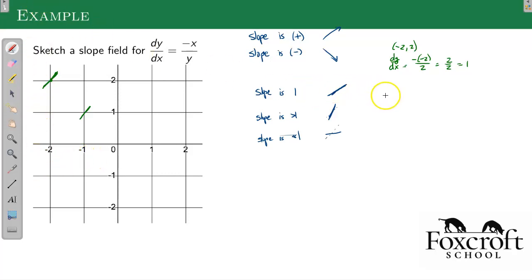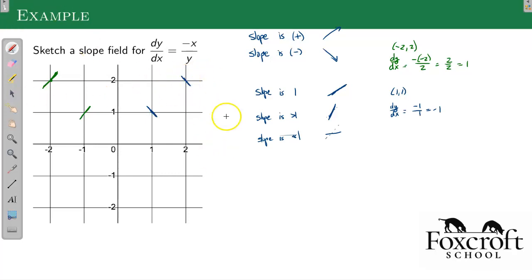Let's try another one. Let's go over here, (1, 1). So try the point (1, 1). dy/dx is going to be negative 1 over 1, which is negative 1. So at (1, 1), the slope is negative 1. So now it's going to be that perfect diagonal line, but it's going down to the right. All right, and that would be the same for (2, 2).